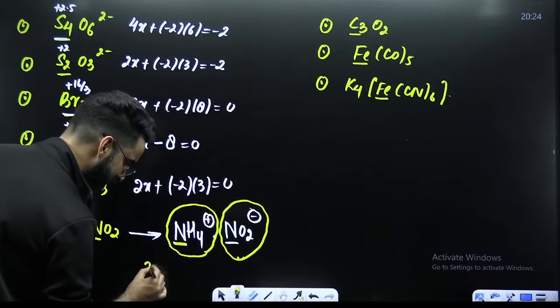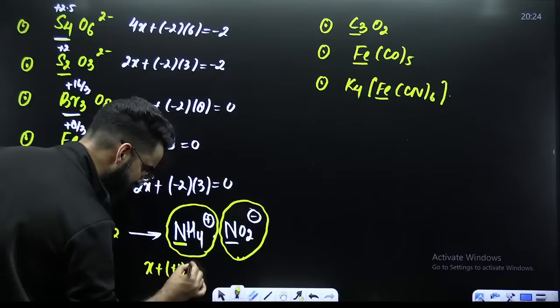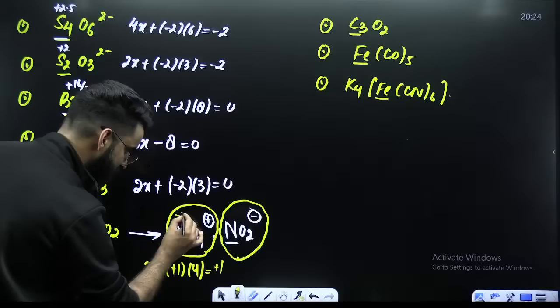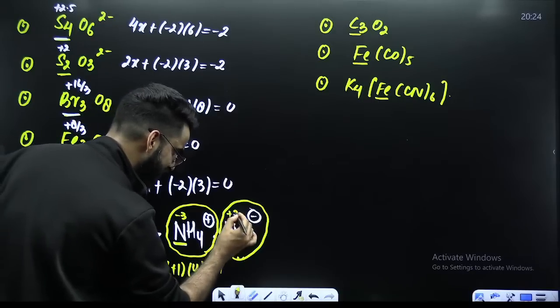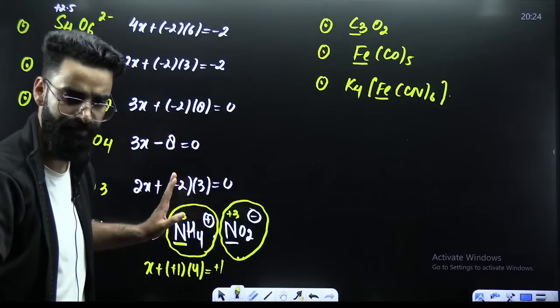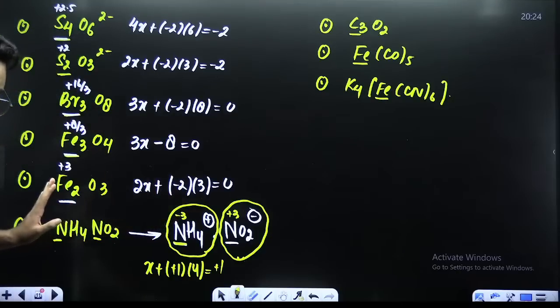Let the oxidation state of this nitrogen be X. Hydrogen is going to show +1. There are 4 hydrogen atoms. Net charge here is +1. When you solve this, the value of X is -3. Similarly, over here, when you solve this, the value of X is +3. So one nitrogen carries -3, second nitrogen carries +3. Okay? Right?